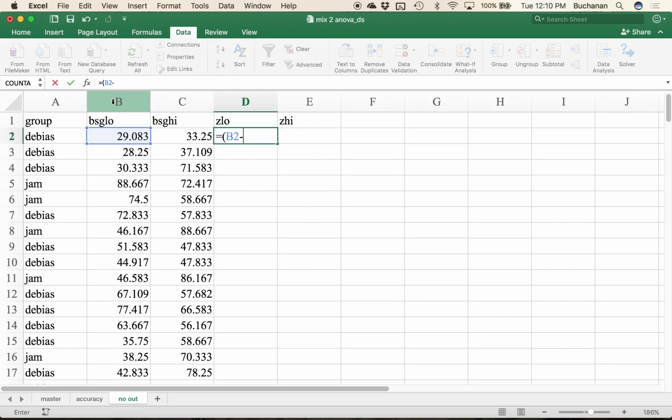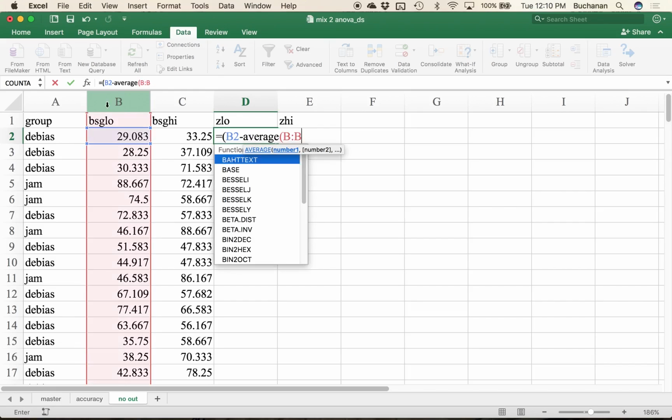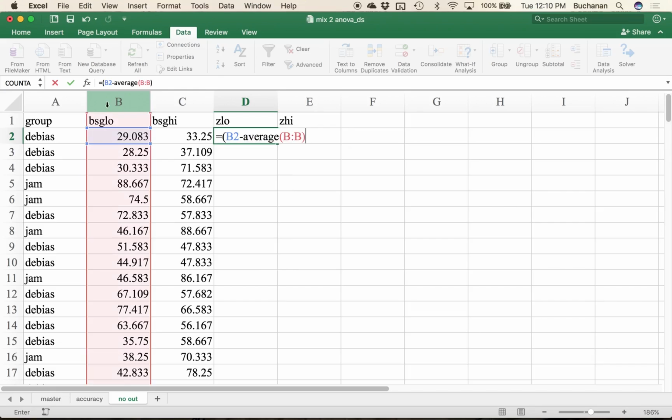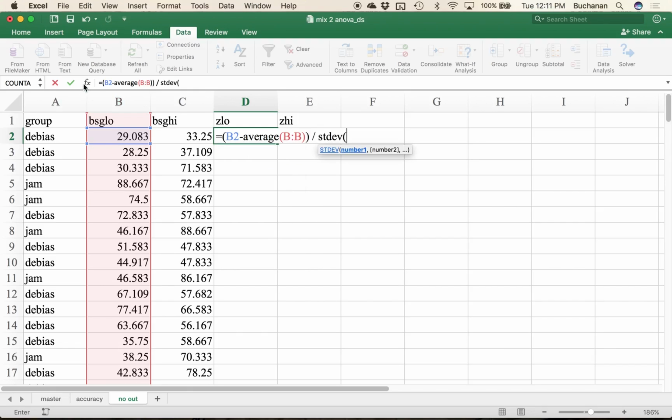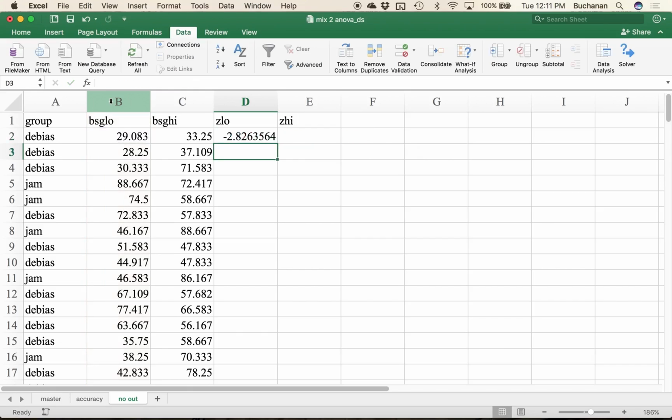Hit minus, type the word average. Now highlight the whole column. Close parentheses to close for the average. Close parentheses again to close the top, the numerator. Divided by STDEV. Open parentheses. Click on the column again, close parentheses. Be sure you're hanging on to all those parentheses so that the numerator gets subtracted and then divided.